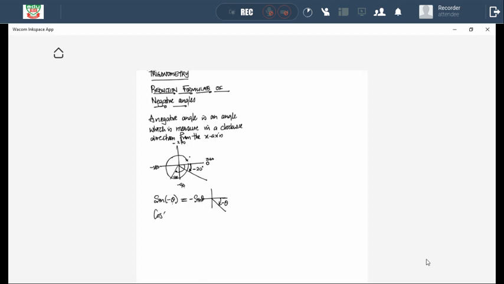Now, what about cos of negative theta? The same thing. This is in the fourth quadrant. What is cos in the fourth quadrant? Cos is positive in the fourth quadrant. So that would be positive cos theta. It remains cos on this side because this is also coming from the x-axis.